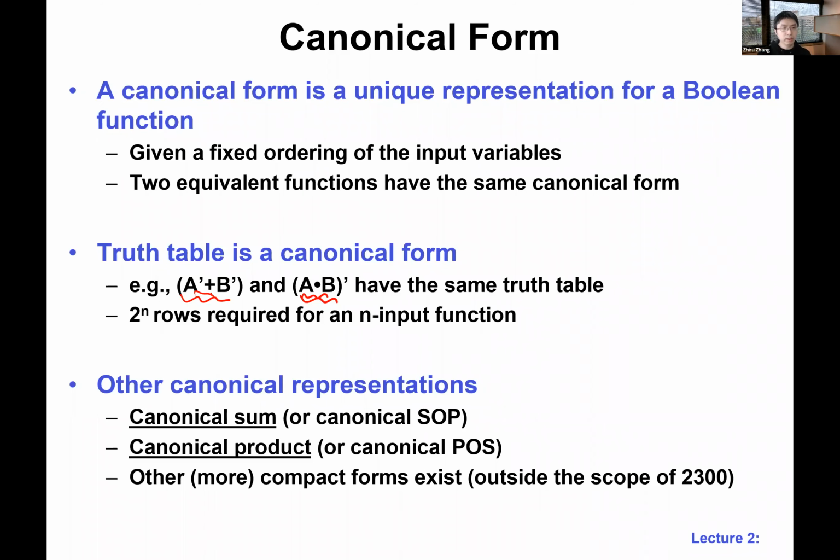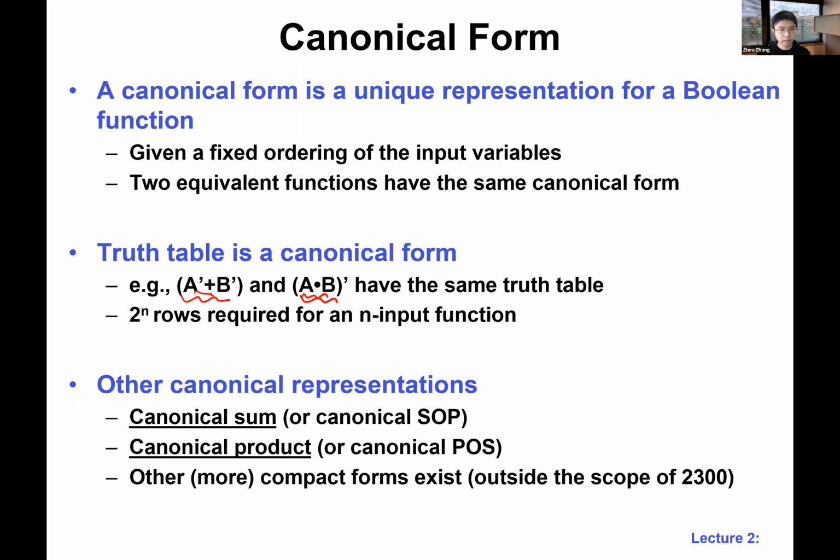Okay, we also want to look at whether there are other canonical representations that we can use other than the truth table, which are hopefully more compressed, more compact. So this is where we're going to introduce something called canonical sum, which is based on the minterm, and canonical product, which is based on the maxterm. It's also called SOP or POS, and we can explain this. And there are even other more compact forms, like based on graphs and other things.